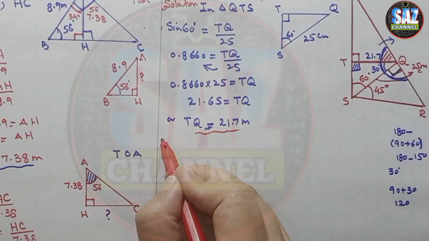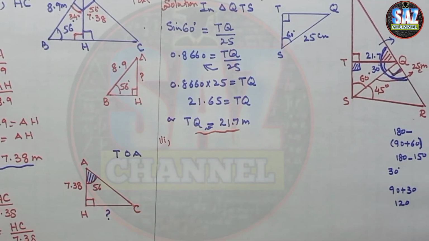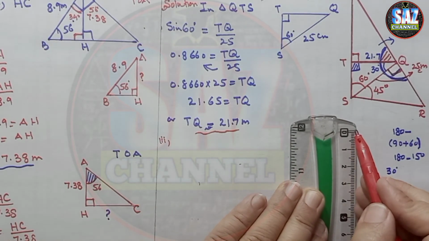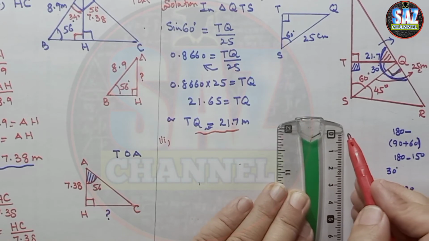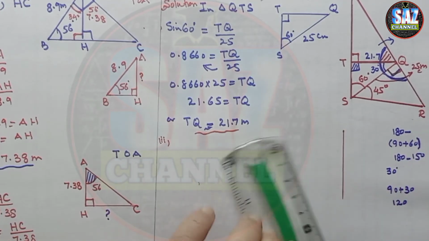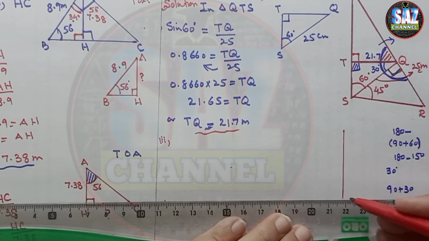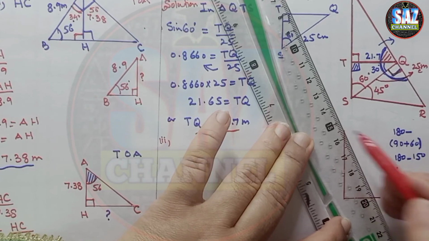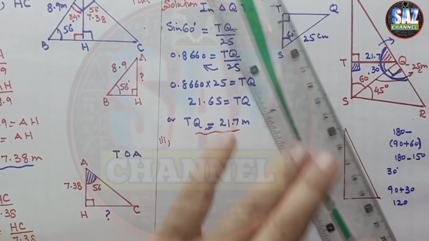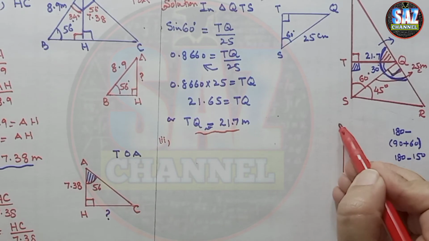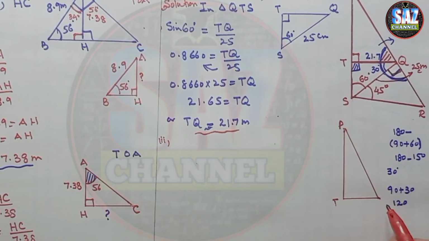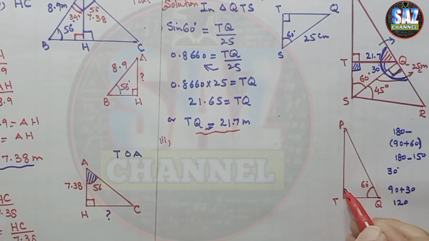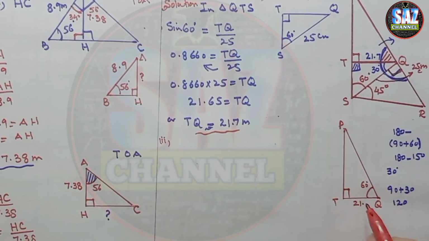What we can do is take this outer triangle, triangle PTQ. Let me draw the figure at this place and complete the figure. This is P, this is T, and this is Q. And this angle we just found is 60 degrees, this is 90, and this is 21.7.